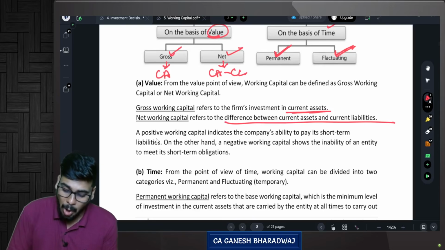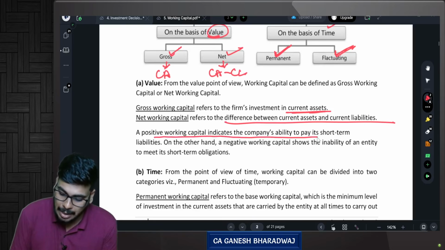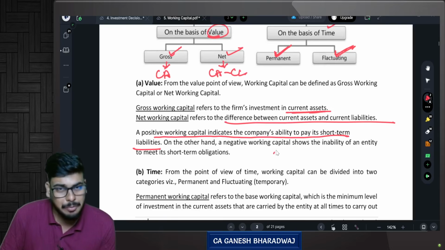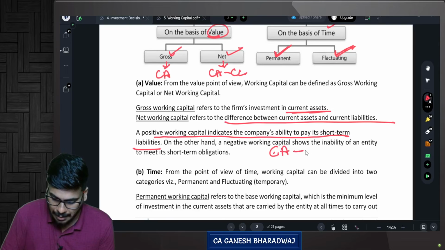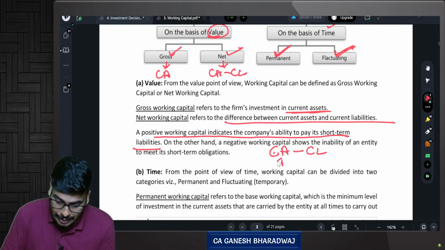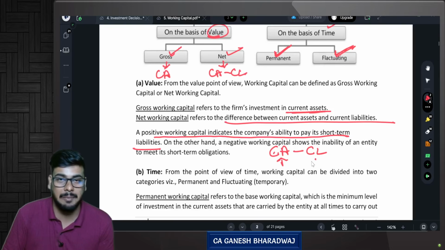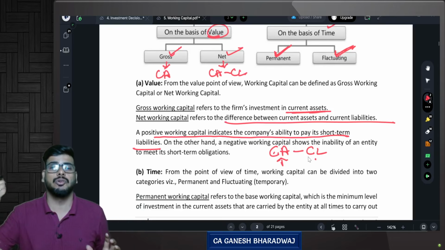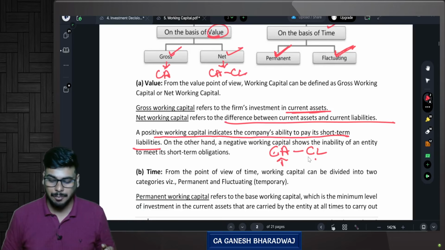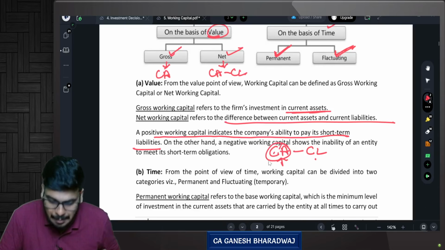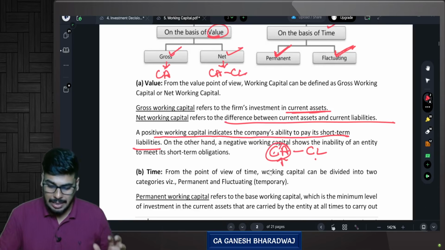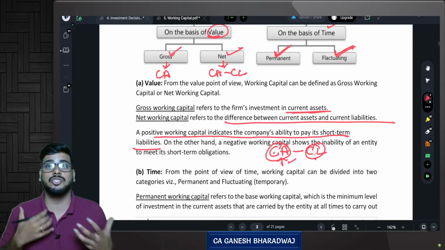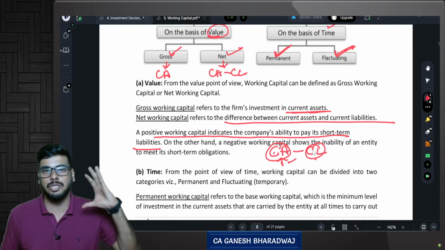Yes. And a positive working capital indicates the company's ability to pay its short-term liabilities. So what do you mean by working capital? Current assets minus current liabilities. So if the current assets are more than your current liabilities, it means that even in a worst case scenario, tomorrow if everything goes wrong and you're shutting down your business, if I sell all my current assets, that value itself will be sufficient to pay my current liabilities, correct? So it talks about the solvency of the company, short-term solvency of the company.